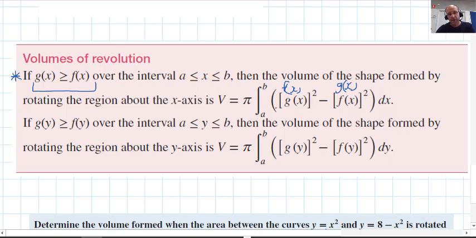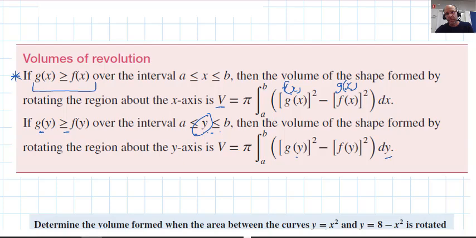You can see that it just builds on the idea we saw with volume of solid of revolution. The volume here is pi times the integral between a and b of g of x all squared minus f of x all squared dx. For situations around rotating a region around the y-axis, if g of y is larger than f of y across that interval for y, then the volume is pi times the integral from a to b of g of y all squared minus f of y all squared dy. Let's have a look at an example which does both of these.